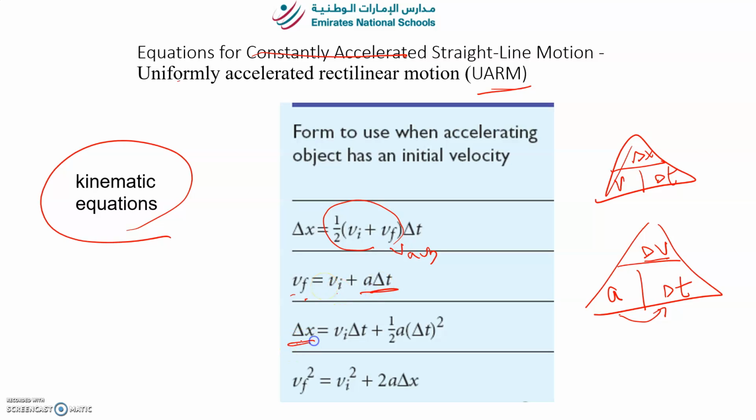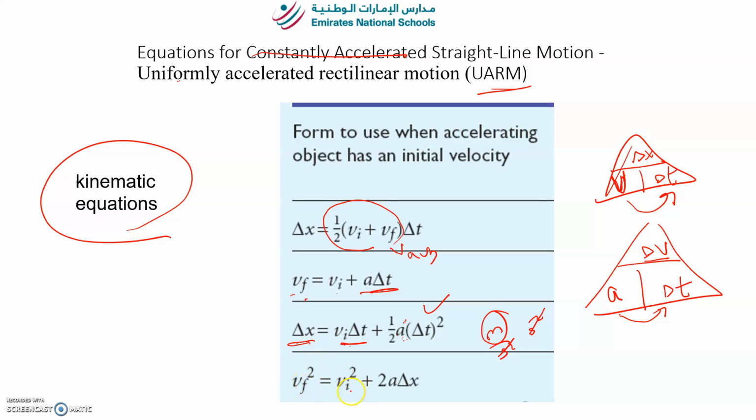I need distance or displacement. Displacement equals V initial times time plus half a times t squared. If you verify the units, meter per second squared times second squared, this unit will give you the unit of distance, meter. So this formula is correct.